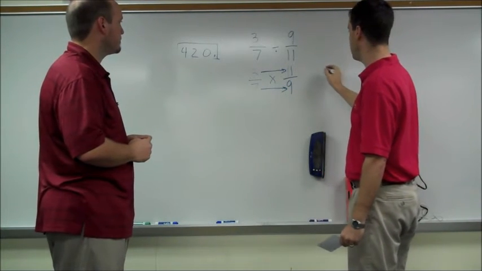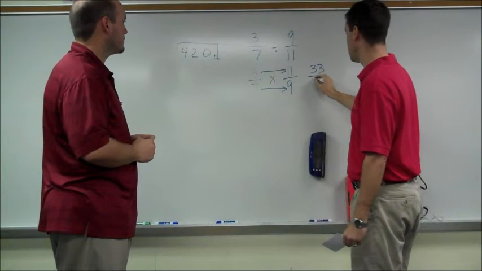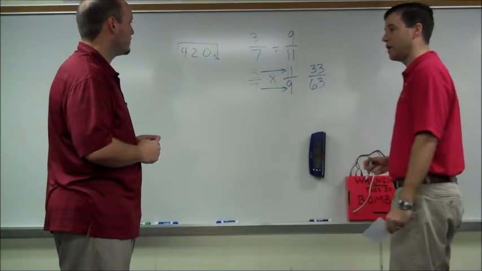Now, as you said, multiplying fractions, we multiply straight across. 3 times 11 is 33. 7 times 9 is 63. There you go, we got 33 over 63. That must be our answer.